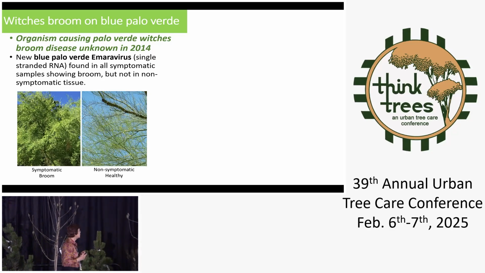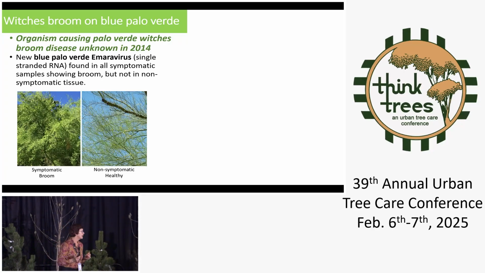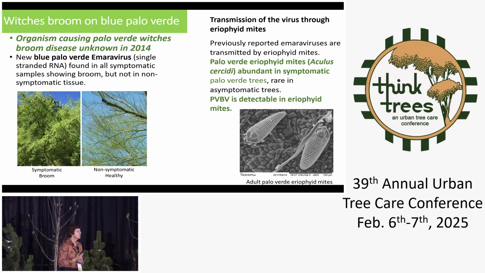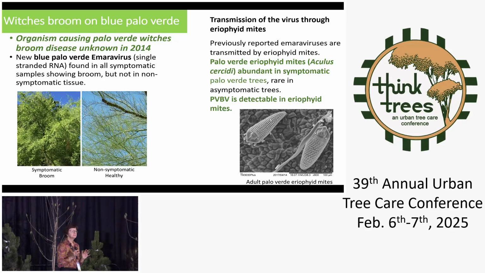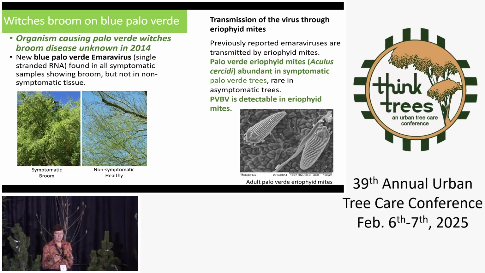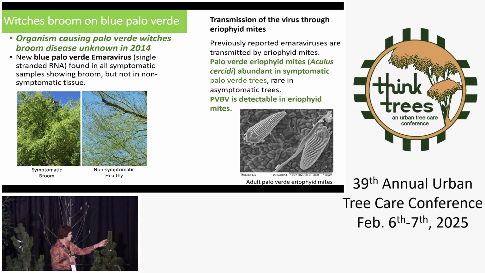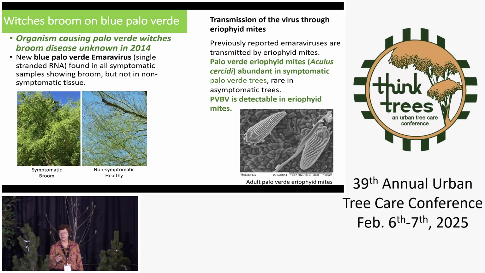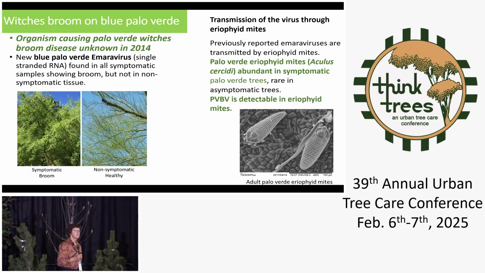And we found out that the organism causing the Palo Verde witch's broom disease, we now know that it is a virus, an Amara virus. And essentially this was not known. People had all kinds of different ideas. And we found out not only is it an Amara virus, but that it is transmitted by an eriophyte mite. Eriophyte mites are extremely small, and we have to look at them under an 80 times microscope. The image you see on the bottom right is an electron microscope because they are really tiny. And they are very abundant in the trees, in the brooms.